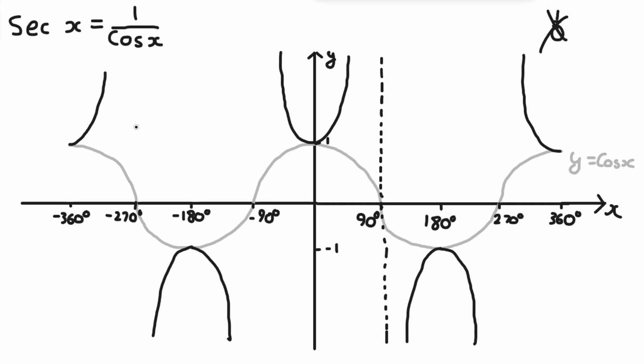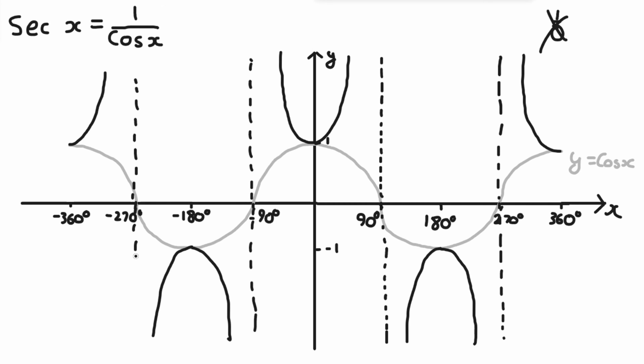And there's going to be an asymptote at all of the points where cos of x is equal to 0. So this is equal to 0, so there's going to be an asymptote here. There's going to be an asymptote here, and there's going to be an asymptote here as well. And then this is the graph of y is equal to sec of x like this.